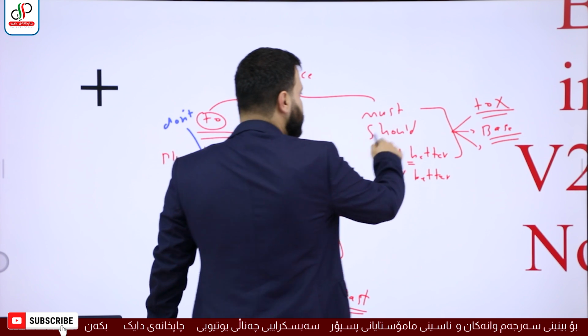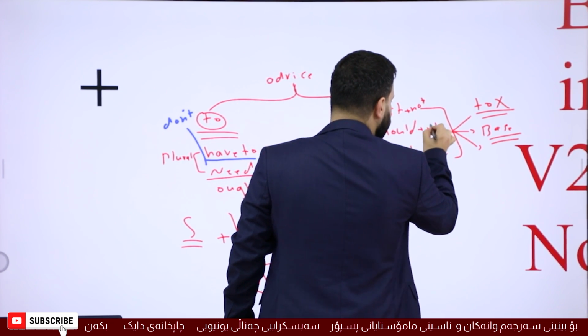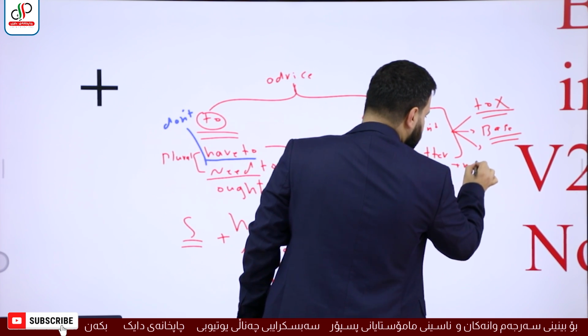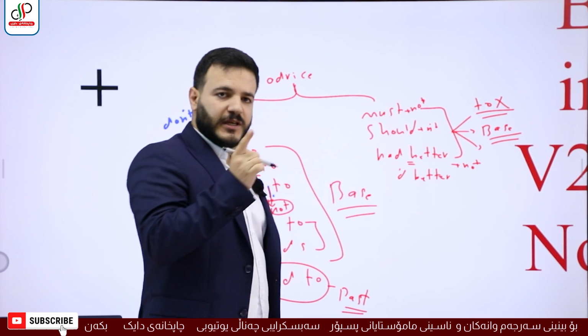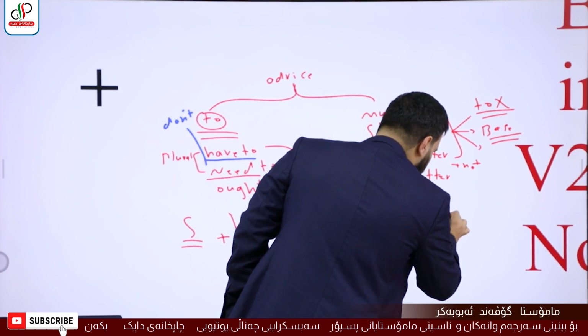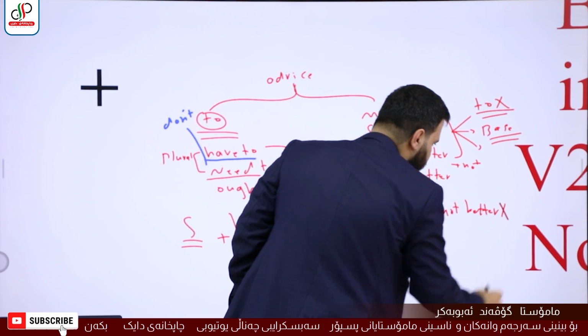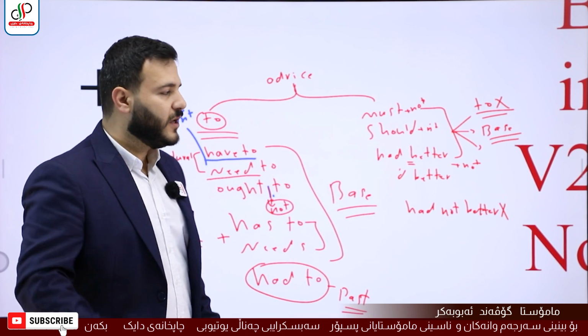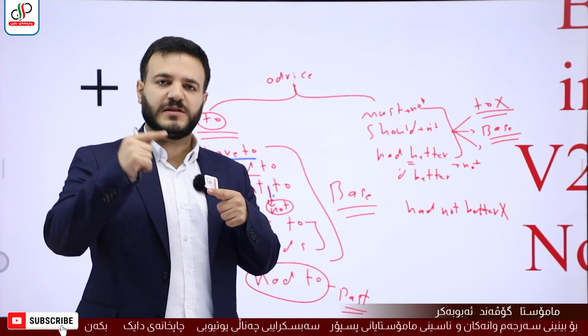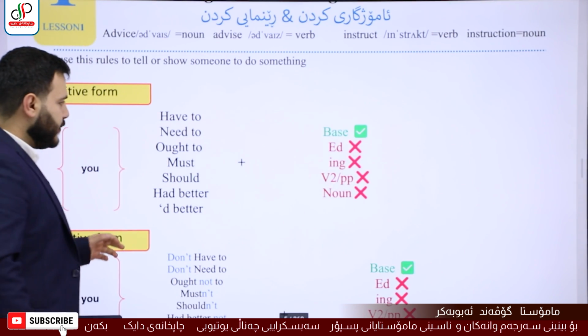Be careful. With should, we have to say should not or shouldn't. And with had better, we have to say had better not. If you see any option like "had not better," this one is wrong. Be careful about that. "Hadn't better" is wrong. We have to say had better not. It's just like that. Let's see some examples.